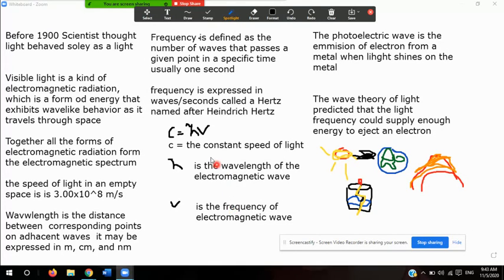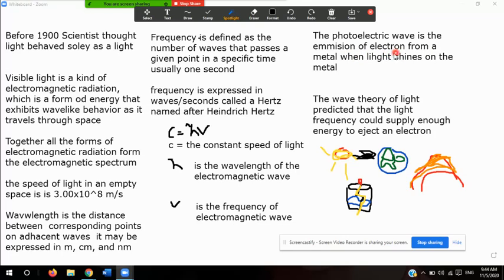Okay, and this gave way later on. This formula gave way to Einstein's E equals mc squared, and we'll see that a little bit later on in the chapter. I mean, it wasn't that Einstein got it directly from this, but it did serve as a basis for it. And now we're going to talk about the photoelectric wave.